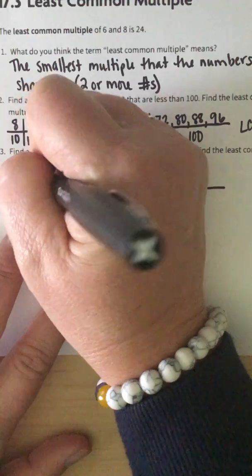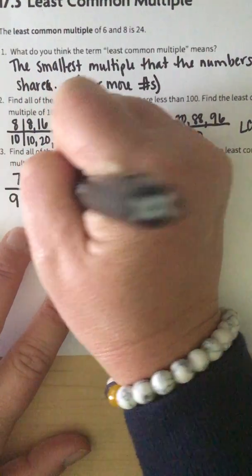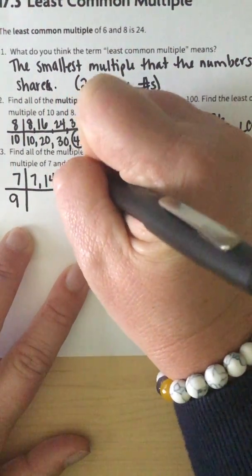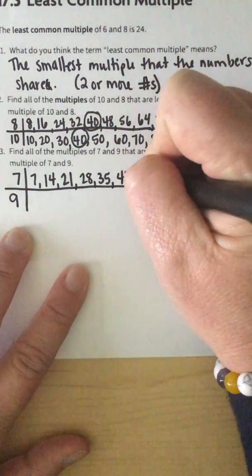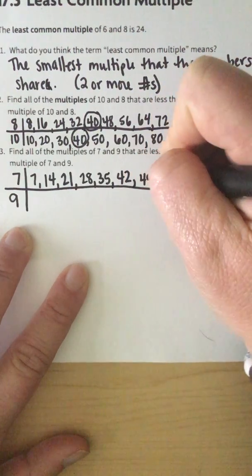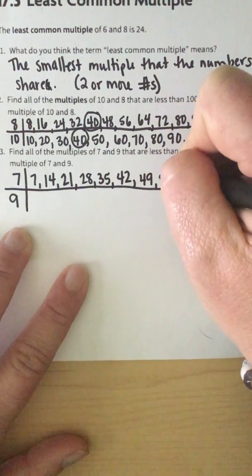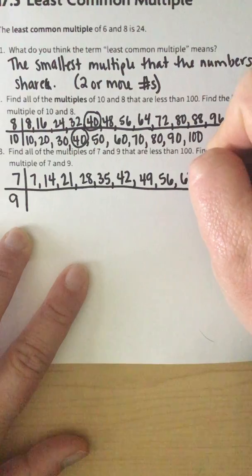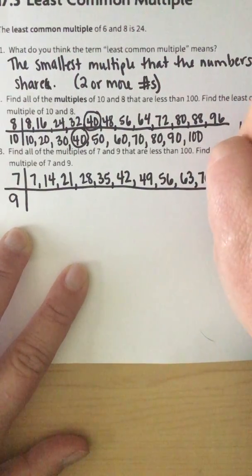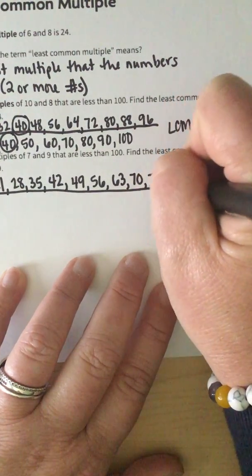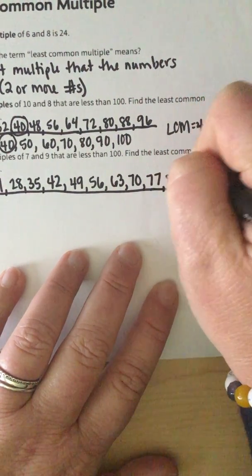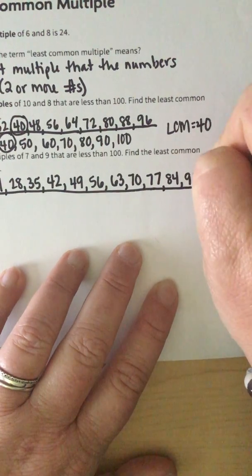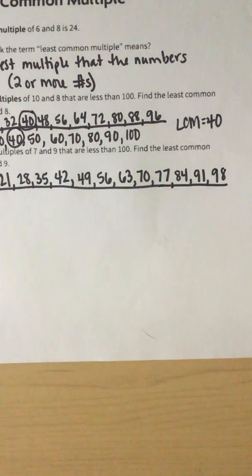So we have 7, 14, 21, 28, 35, 42, 49, 56, 63, 70, 77, 84, 91, and then 98. And again, we're stopping there because if we do another one, it's going to go over 100.